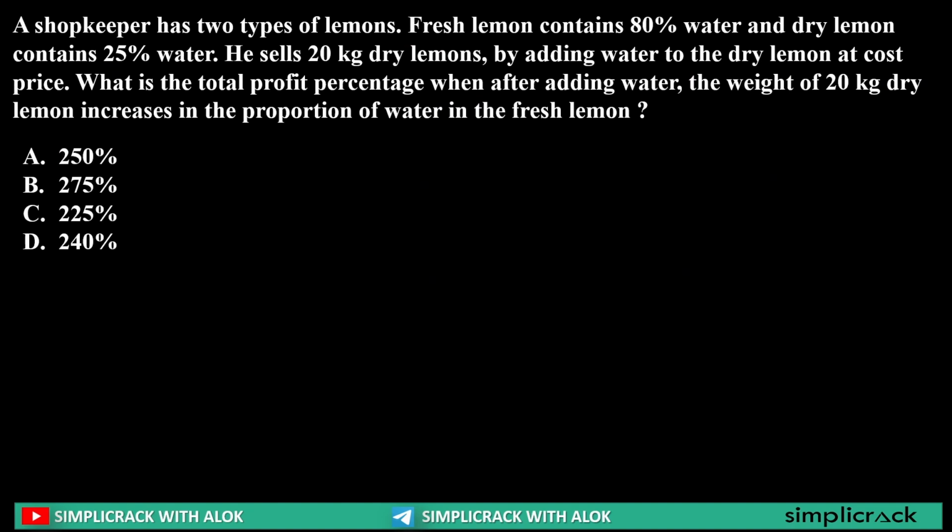A shopkeeper has two types of lemons. Fresh lemon contains 80% water, and dry lemon contains 25% water. The remaining part besides water is known as pulp. So in the fresh lemon, 80% water, 20% pulp. In the dry lemon, it is different: 25% water, 75% pulp.